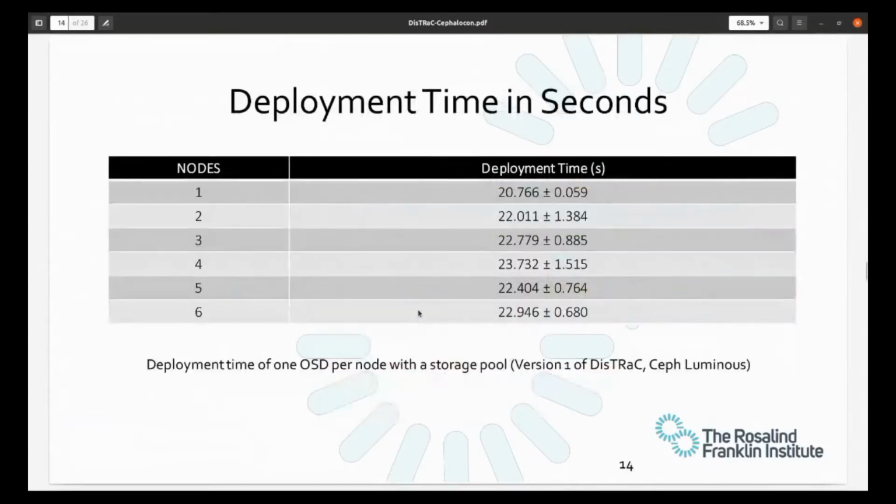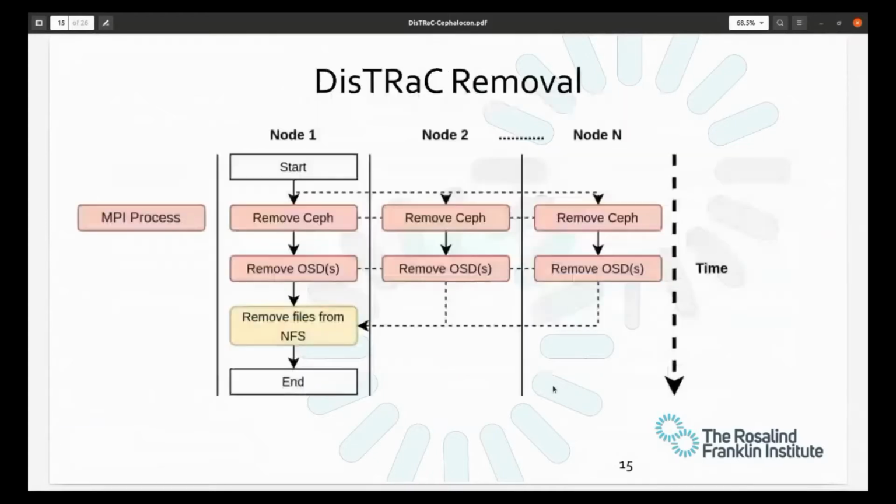In practice, it means that the deployment time is roughly 22 seconds or so as you span across. Here we scale from 1 node to 6, deploying 1 OSD per node. Of course, the more OSDs that you set on each node, the deployment time will slowly increase because of the way that Ceph allocates PGs. But generally, very quick.